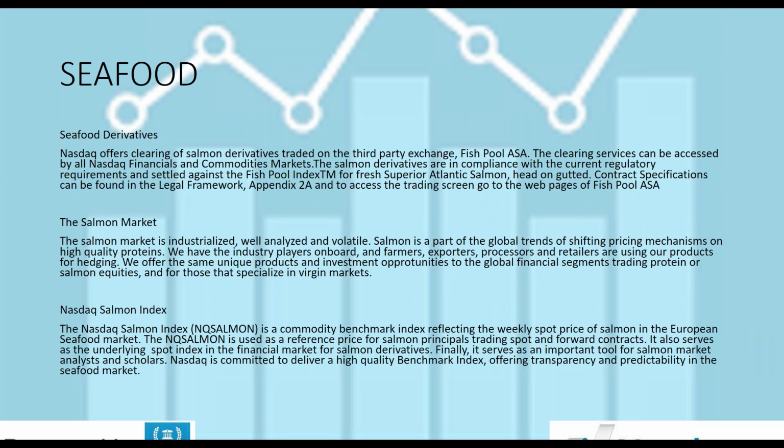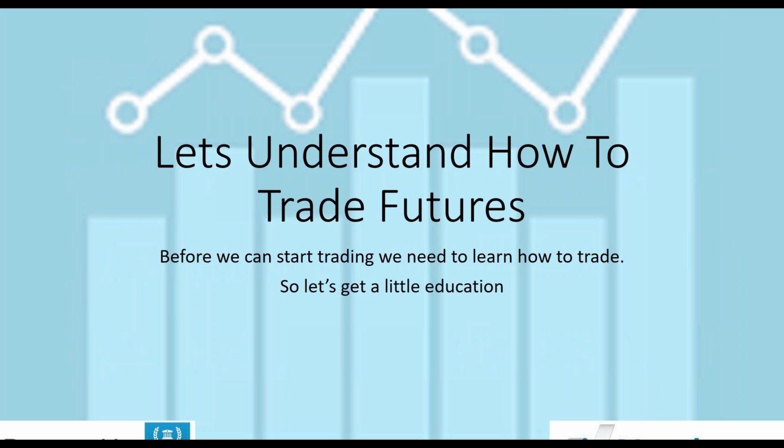NASDAQ offers clearing of salmon derivatives traded on the third-party exchange, Fishpool ASA. The clearing services can be accessed by all NASDAQ financial and commodities markets. The salmon derivatives are in compliance with the current regulatory requirements and settled against the Fishpool Index for fresh superior Atlantic salmon head on gutted. Again, it offers new ways to trade in the markets.